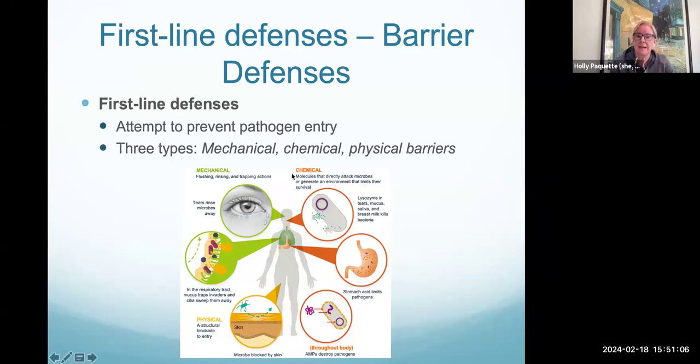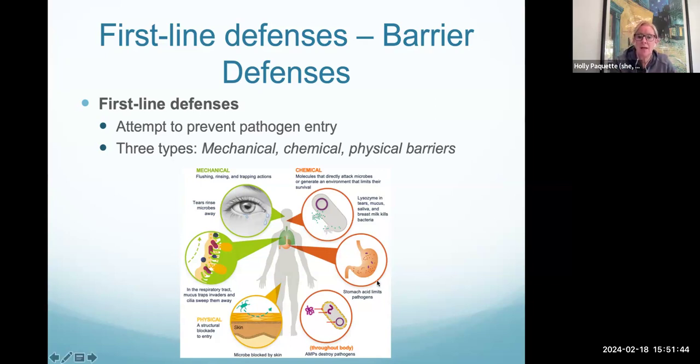The second one is chemical, meaning that there are chemicals in certain parts of our body that actually play a role in defending our body from an infection. And so chemical are molecules that directly attack any kind of microbe or make an environment so unwelcoming that the pathogen doesn't want to stay. So one of the things that we have is this enzyme that is found in our tears, our mucus, saliva, and even breast milk, which actually has the ability to kill bacteria. Now, this won't kill viruses, but you still want to think about this as part of your immune system.